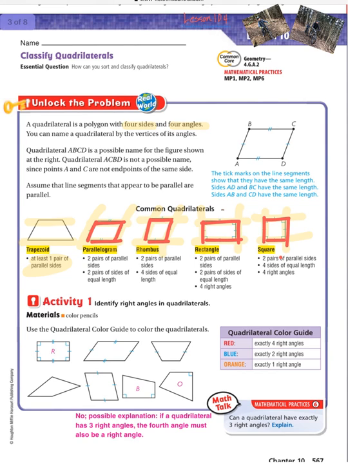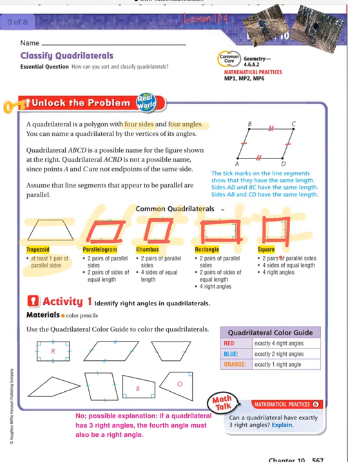Also, just so you know, and it tells you this here, the tick marks on the line segments show that they have the same length. So the ones with the matching number of tick lines will be the same length, okay? One hash mark here or one tick mark here, those ones match up so they have the same length.